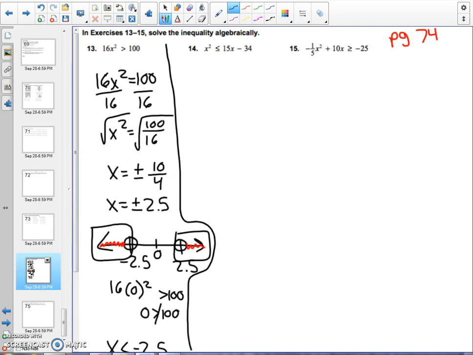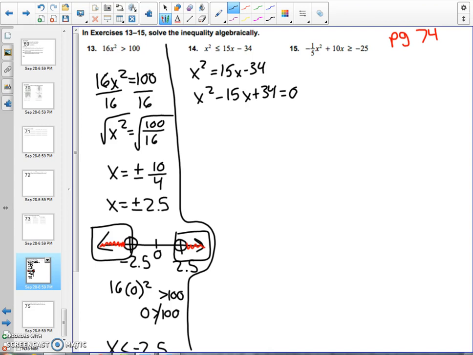All right, let's look at another one here. Again, I want to think about this just as being an equal to, and we'll deal with that inequality in the end. So I'm going to get everything on one side here. So subtracting 15x, and adding the 34 to get this equal to 0. From there I want to think about how I could solve this. So things like completing the square, factoring, quadratic formula.